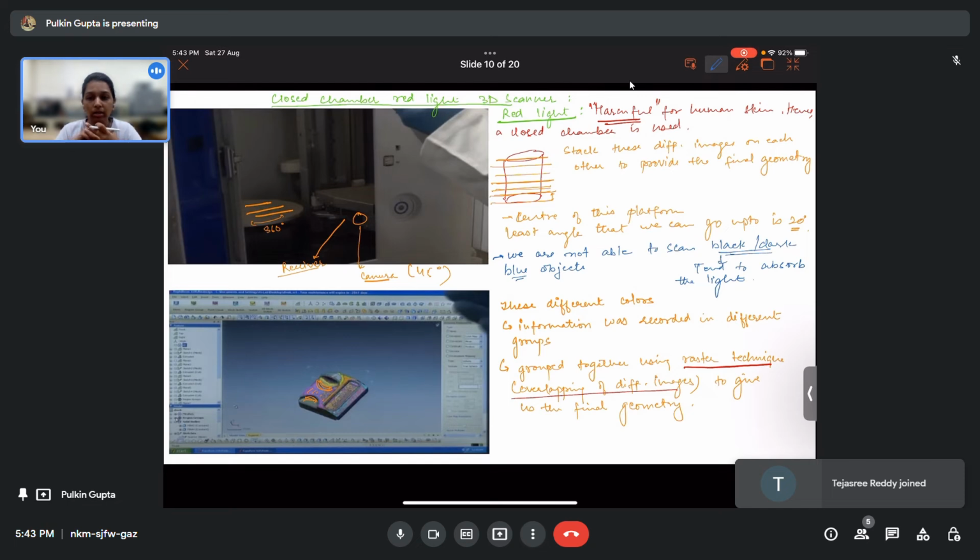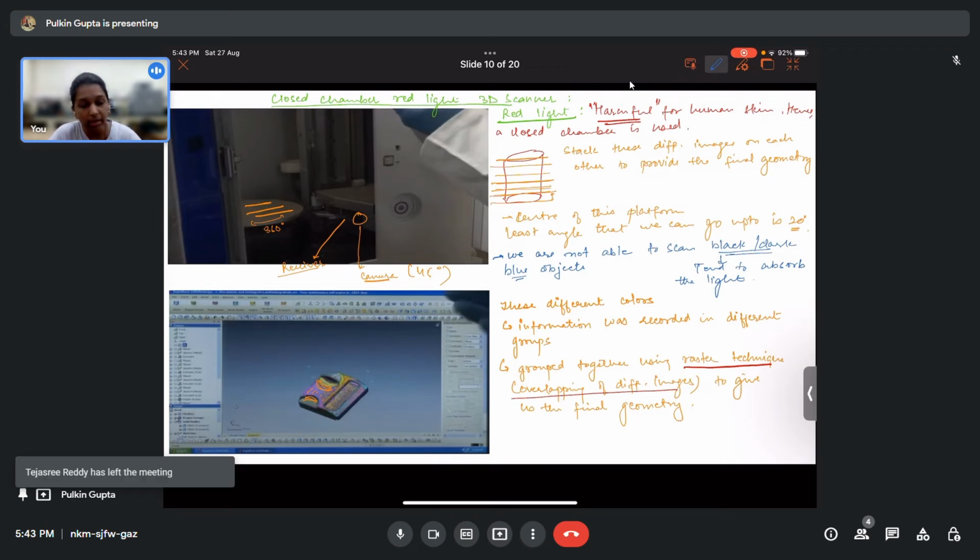Another thing is you need to have your edge information properly. You need to tune that, because whenever your light strikes the edges, there is diffraction, so you need to control that as well. So you provide some edge treatments. The software gives you an option for edge treatment, so that can be implemented while scanning.